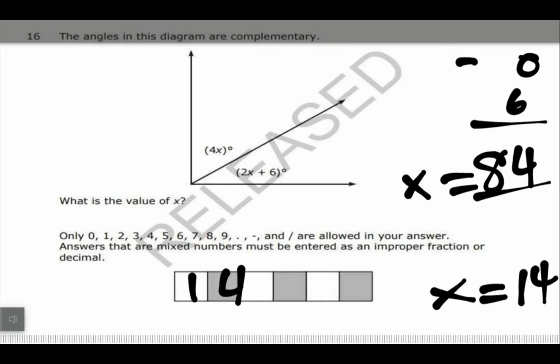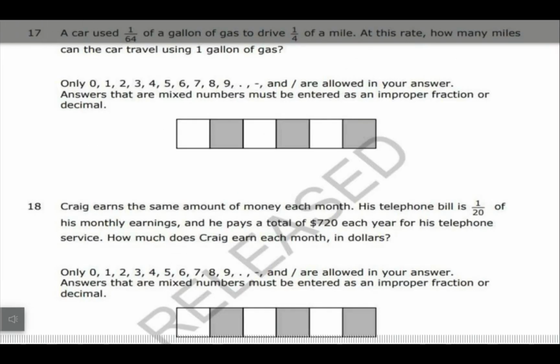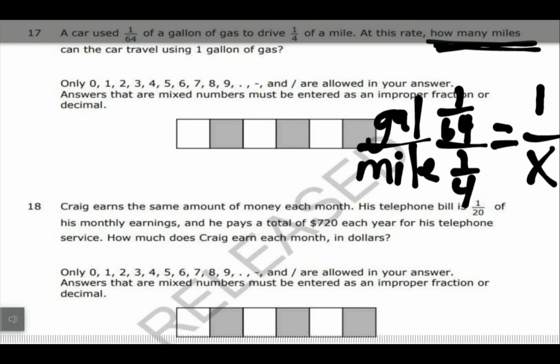All right, for the next one, number 17, it says a car used 1/64 gallons of gas in 1/4 of a mile. At this rate, how many miles can the car drive using 1 gallon? So I like to set up a proportion for this because we're comparing gallons in miles. So it says that 1/64 of a gallon is used on 1/4 of a mile. And then again, we want to know how many miles for 1 gallon. So the how many is always my x. All right, so I put my x down there with miles.